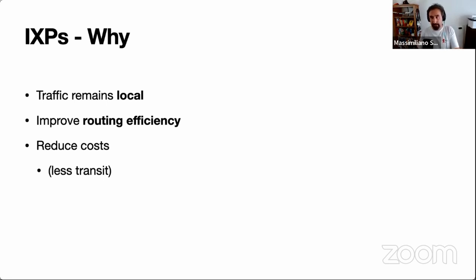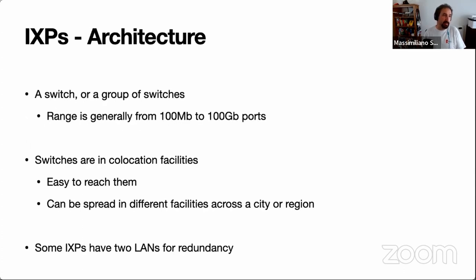Although there's an ongoing debate between the cost of transit and the cost of peering at internet exchanges, because you still have to pay someone, or buy or rent a fiber, to reach a co-location facility where the internet exchange is, but you would still have to pay your transit for reaching you in your own location. So there's an ongoing debate about the cost, but normally peering at IXPs costs less than transit.